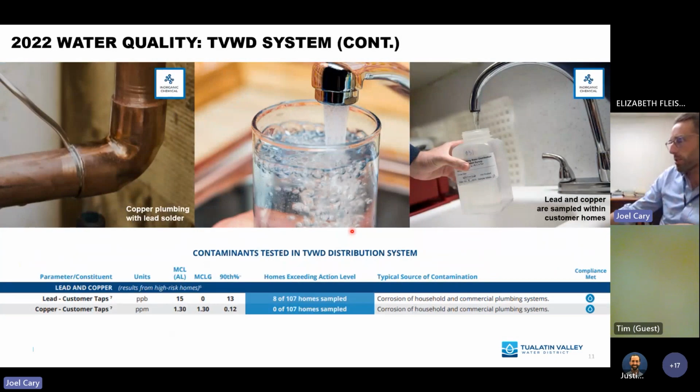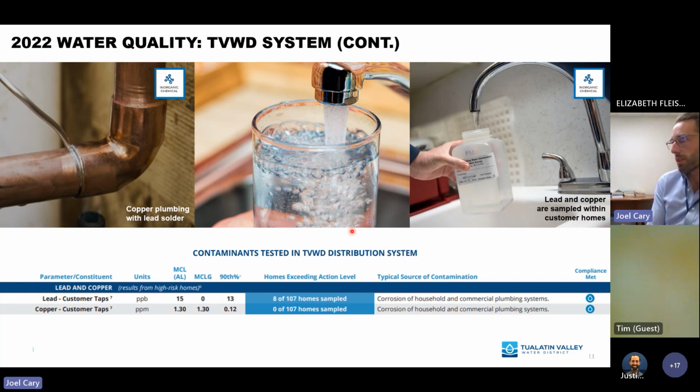Last thing you'll see on the report in terms of the table, system water quality, again, lead and copper is another big one that we monitor for. In our region, the most notable exposure to lead is actually through lead soldering and copper plumbing. So homes built before 1986 are really the homes that we look at in terms of risk factor.